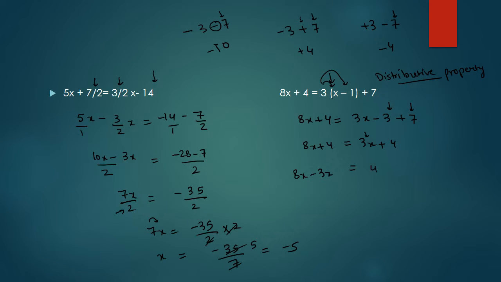4 is already here. 4 will come to the right hand side and become negative. So this is 0. 8 minus 3 is 5x. x becomes 0 by 5, that is 0. I'm hoping that you have understood this concept. Let's move on to the next.